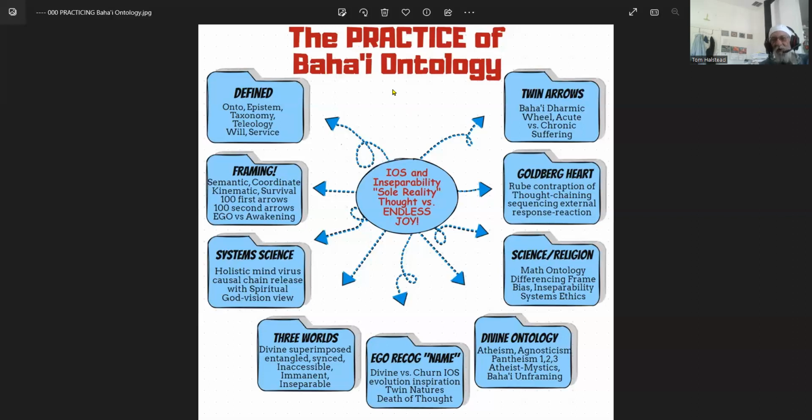continual happiness and joy. And that's the true practice of Baha'i Ontology, which is we can be happy and joyful all the time by seeing who we are, what we were created for and by. And that is reality. Our true reality is we are divine, godlike beings. We are immortal beings. As everyone says, we're an immortal being having a mortal experience.